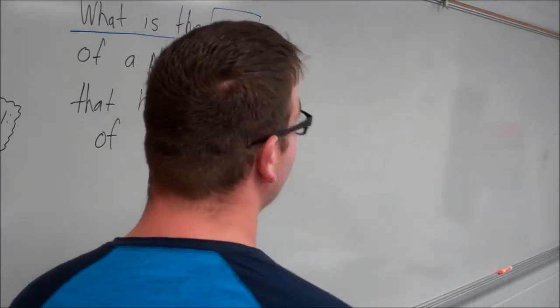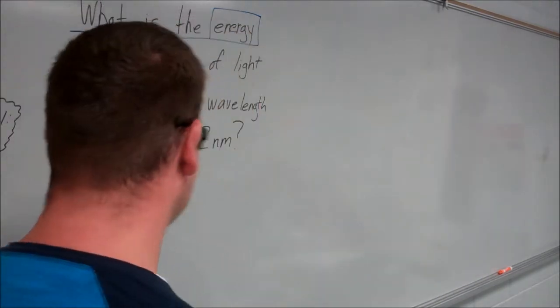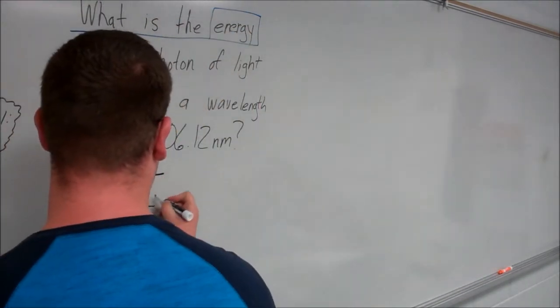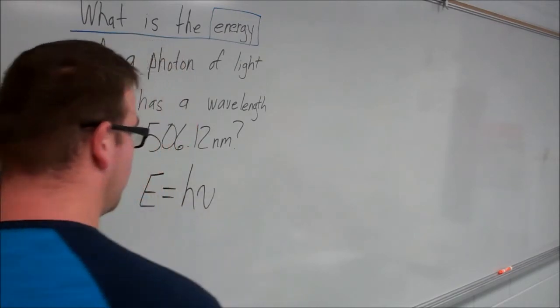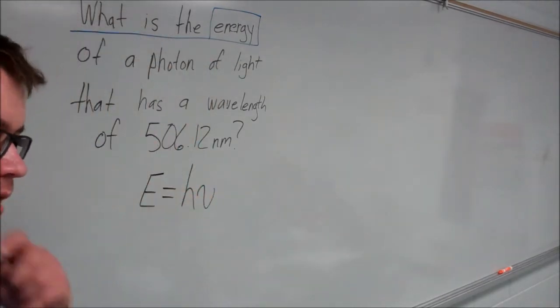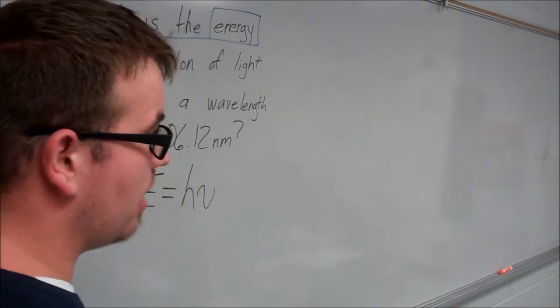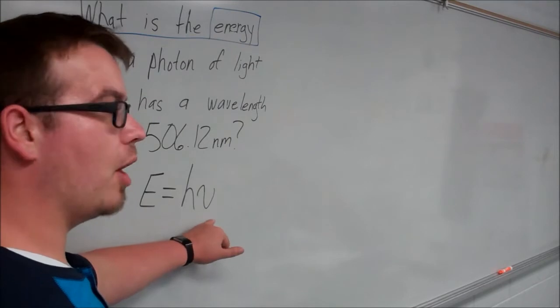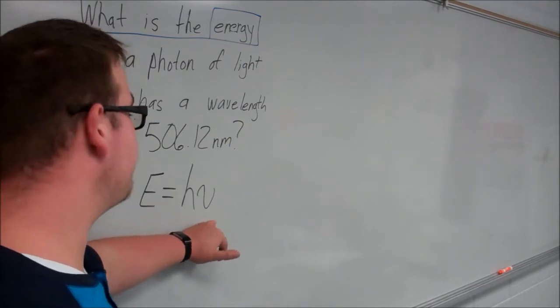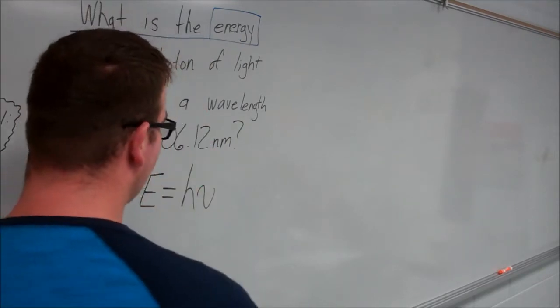Alright, so you're looking for energy. What's the formula you're going to use? Energy equals Planck's constant times nu. It's the funny looking V. With this, you've got a problem. You know Planck's constant, but you don't know nu. You have to find out your frequency.